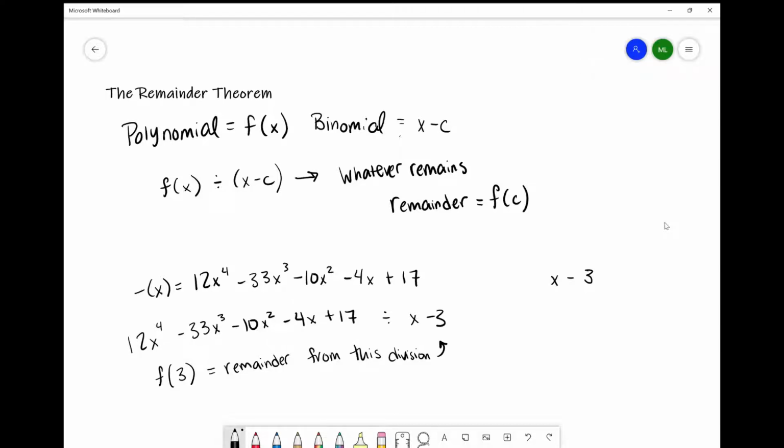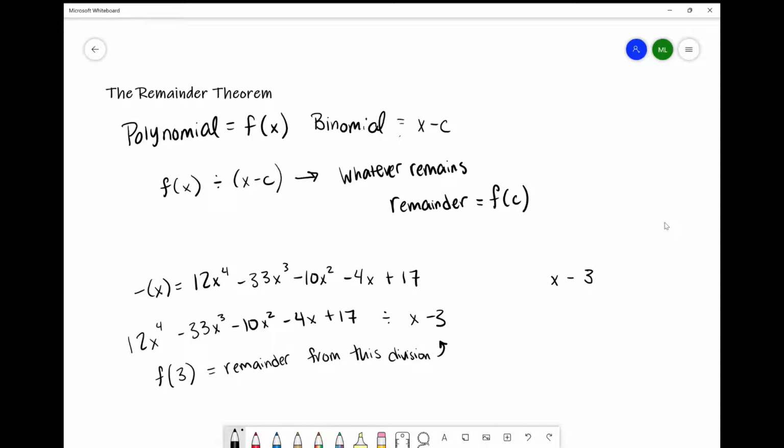So look here, you already have c inside of here. So basically, if you plug c into the polynomial, then you will find the remainder of your polynomial when divided by this binomial x minus c.